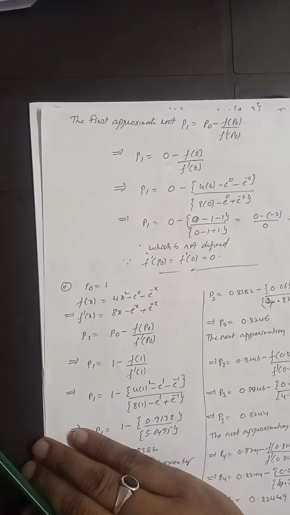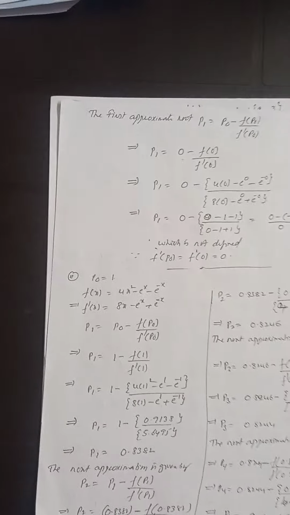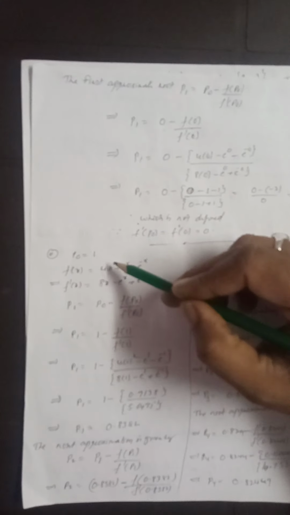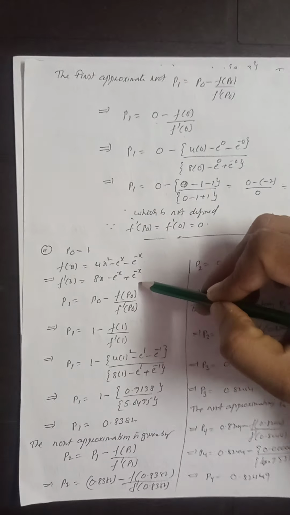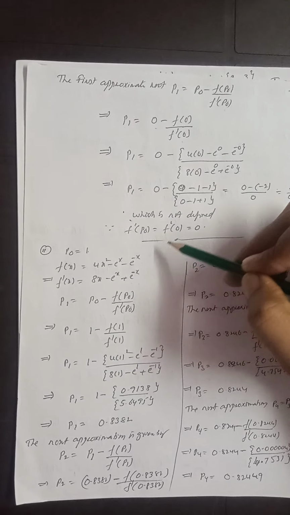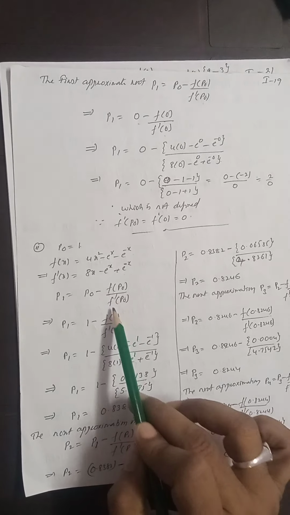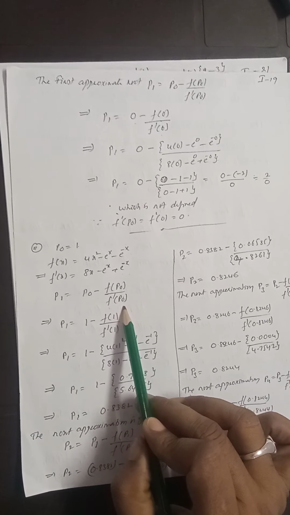Now at P naught, we try the problem. P naught is equal to 1. The initial approximation we are choosing as 1. Now f of x is equal to this one, f dash of x is equal to 8x minus e power x plus e power minus x, remember. Now the better approximation is given by P1 is equal to P naught minus f of P naught by f dash of P naught, right?